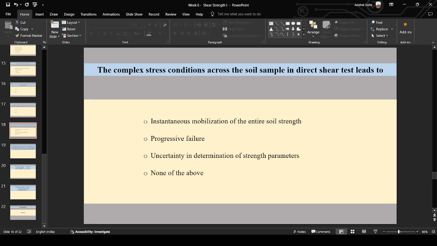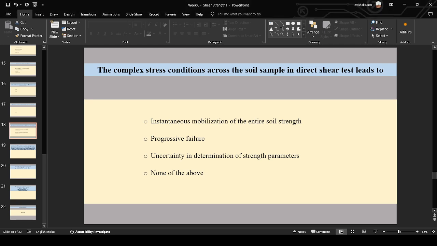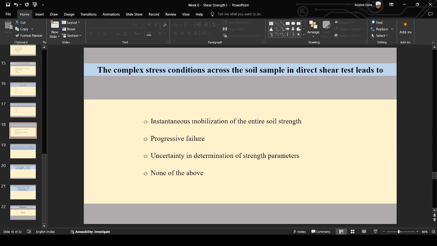I'll repeat the question once. The complex stress conditions across the soil sample in direct shear test leads to, the options are instantaneous mobilization of the entire soil strength. Option 2, progressive failure. Option 3, uncertainty in determination of strength parameters. Option 4, none of the above. Next question.